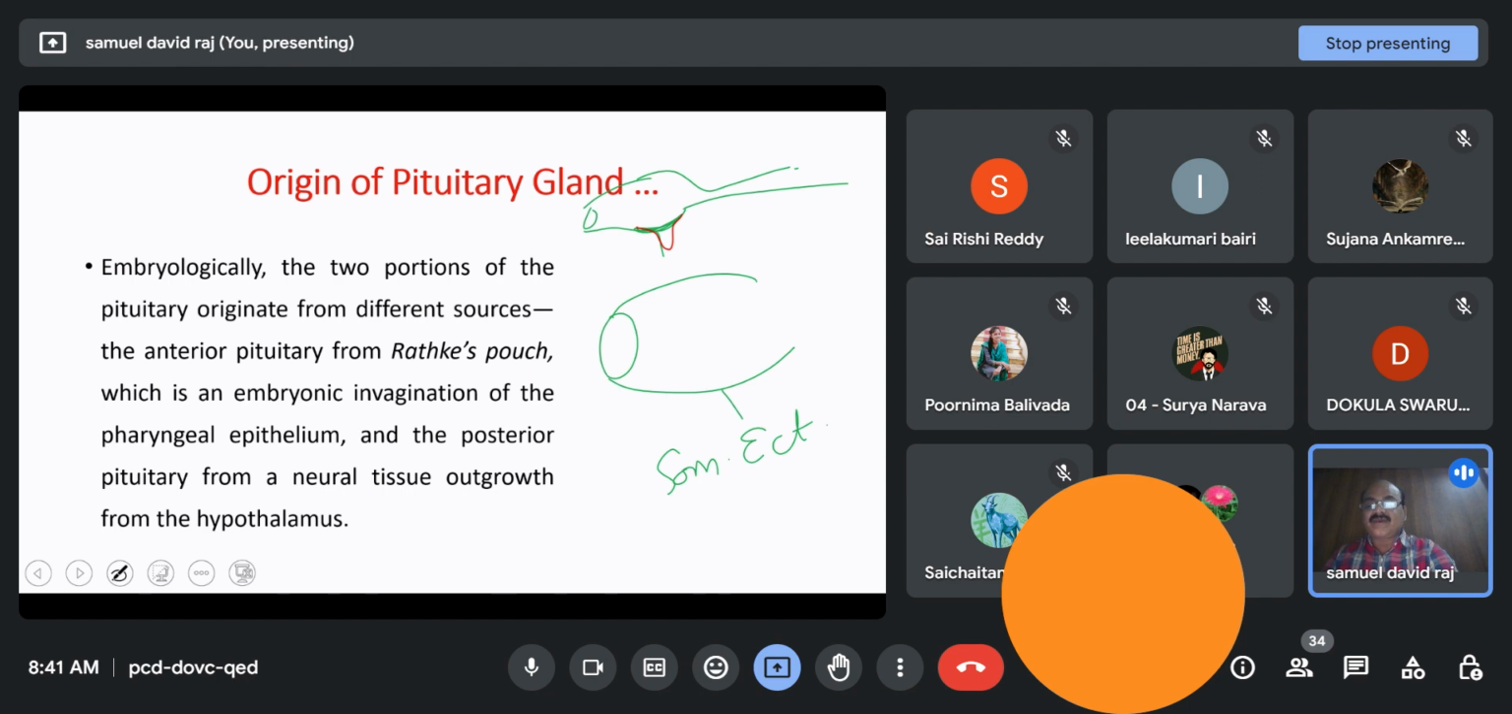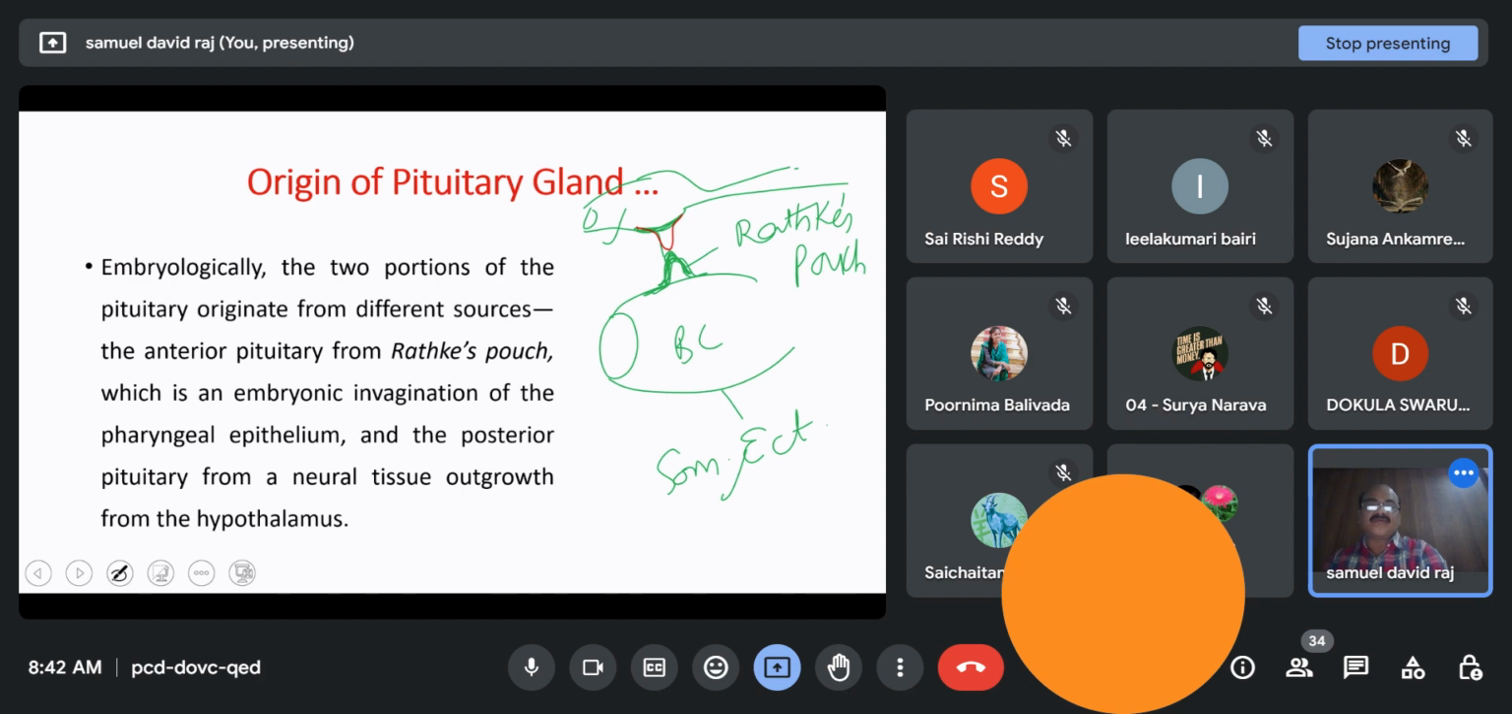And at the same time, from the roof of the buccal cavity, which is somatic ectodermal in origin, while this is neuroectodermal in origin, the buccal cavity forms a pouch-like structure. This pouch was discovered by the scientist Rathke, hence it is called Rathke's pouch. Soon Rathke's pouch grows up and meets the neural downgrowth, and after that it gets separated.